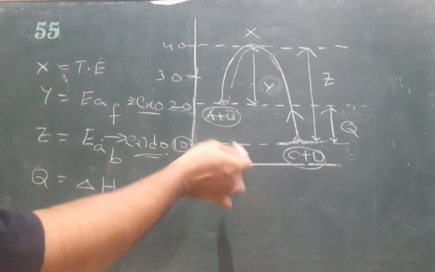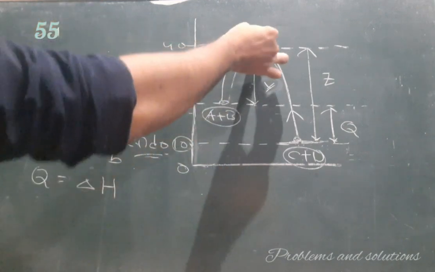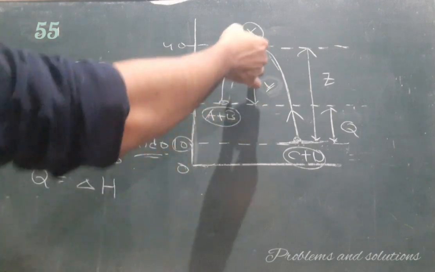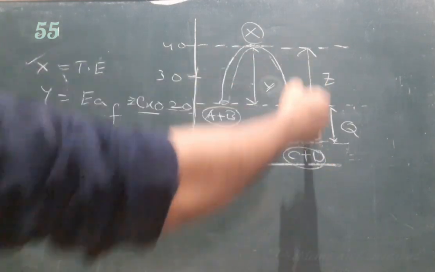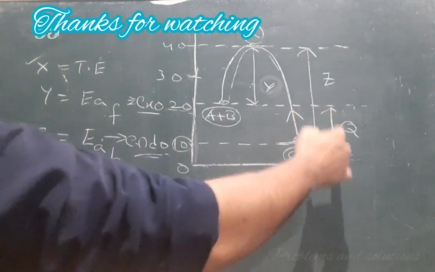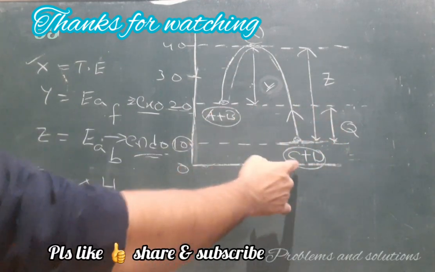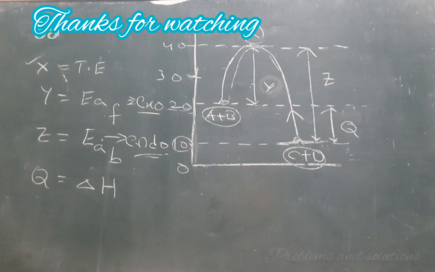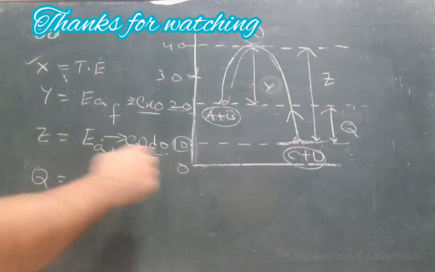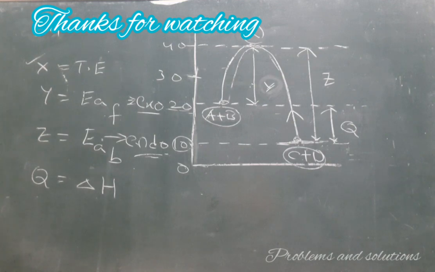So by this graph we can conclude that X is the threshold energy, that's the maximum energy, and Y is the activation energy of the forward reaction, and Z is the backward reaction's activation energy, and Q is the heat of reaction, the change in the energy of reactants and products. So the forward reaction is exothermic, whereas the backward reaction is endothermic. Thank you. Hope you understand.